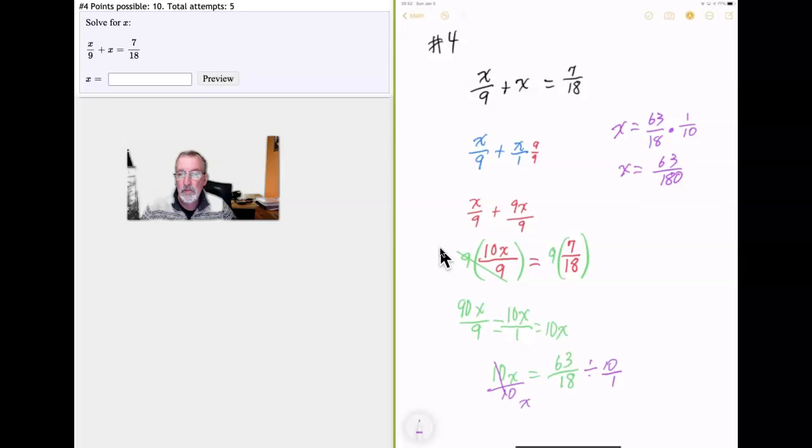63 is evenly divisible by 9. So let's at least start with 9. Divide this by 9 and divide the bottom by 9. And we'll get 7 over 20. And I don't think that will reduce anymore. 7 and 20 are mutually prime or coprime. So x is equal to 7/20, and that would be the answer you put in this little box.